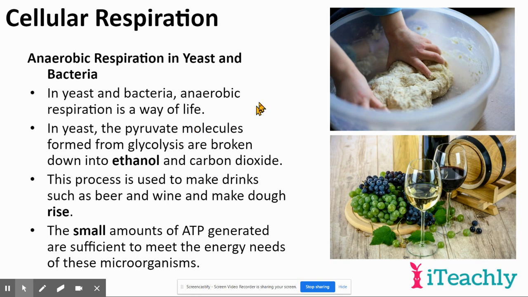So this is an important reaction that is very useful, but it does not use oxygen. And it doesn't use the mitochondria. I don't know if yeast actually has mitochondria.